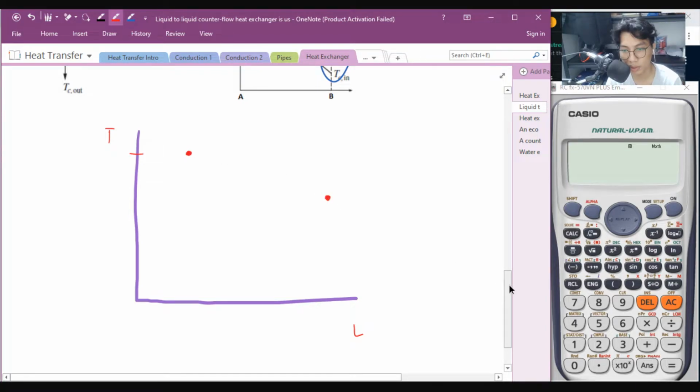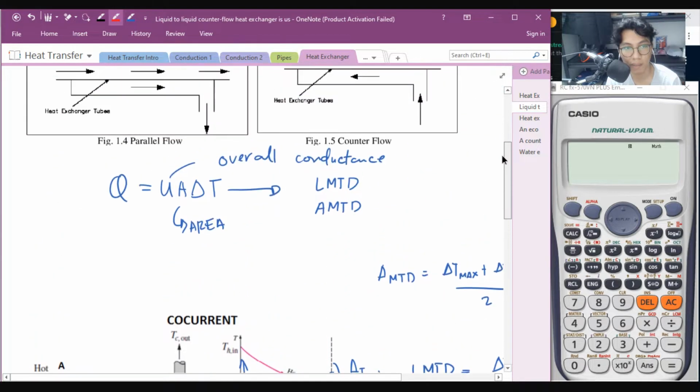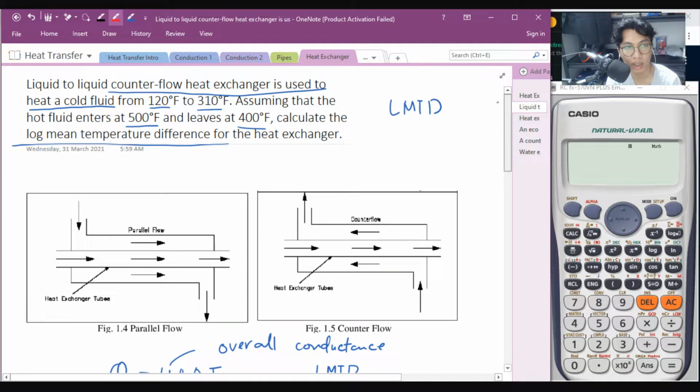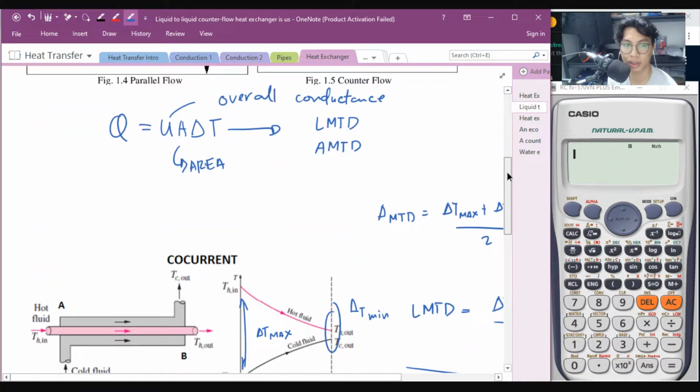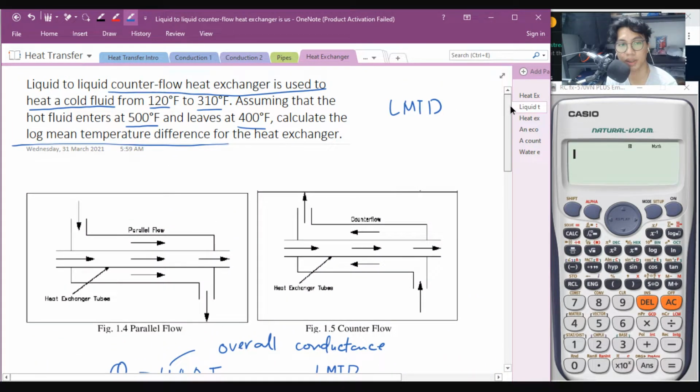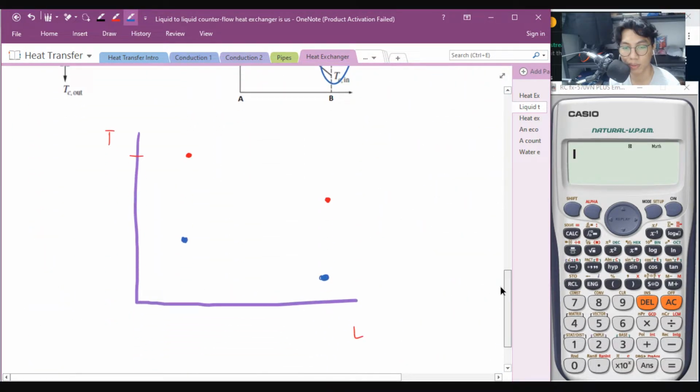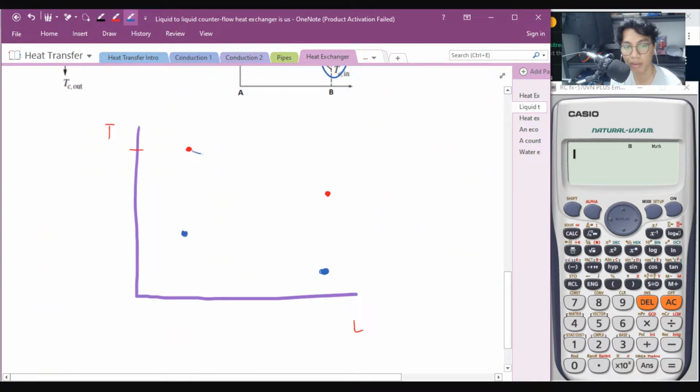Tapos ang susunod dyan ay 300, 10, tsaka 120. So, dito na lang natin yung 310, tapos nandito yung 120. The problem there, that is cross flow. Okay? So, ano nagbibigay ng init dyan? From hot fluid enters. So, the hot fluid papunta rito.